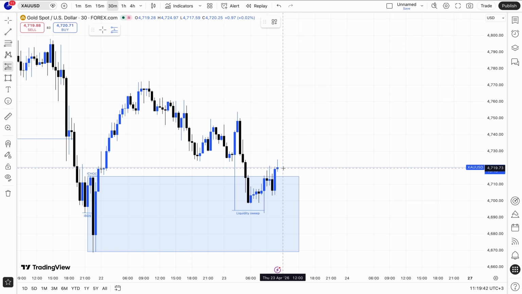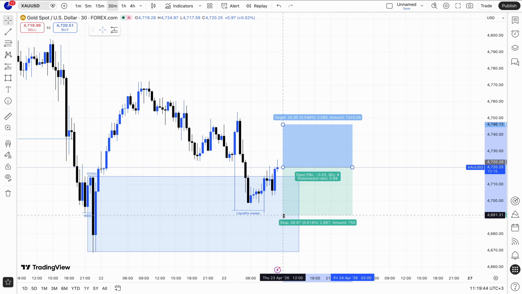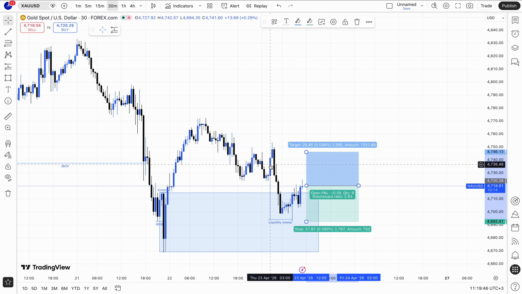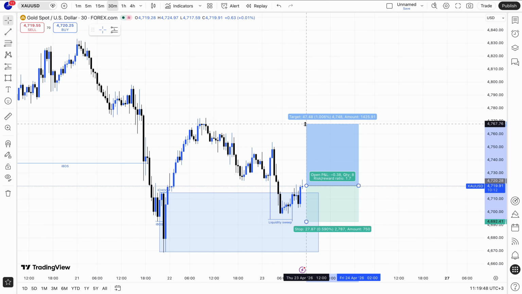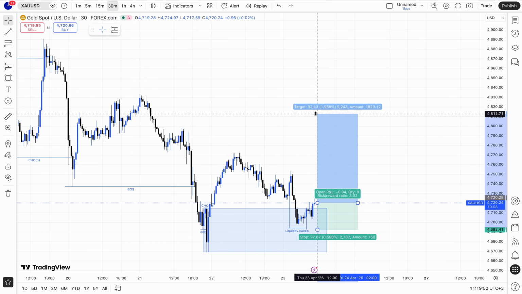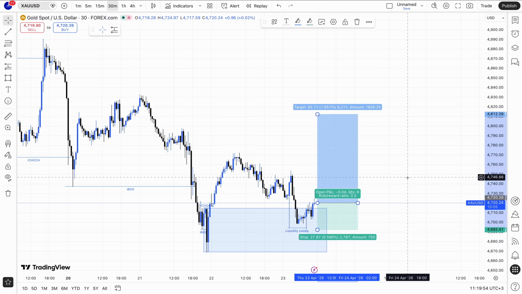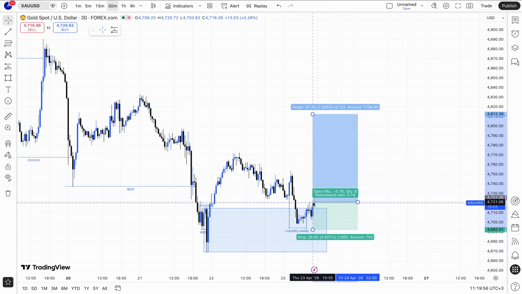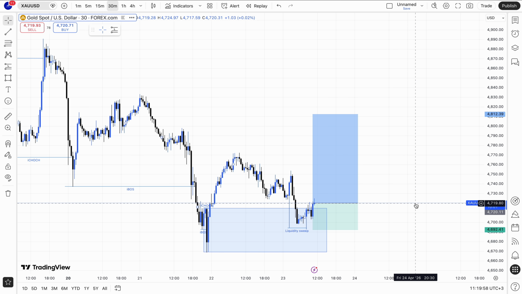Now we are currently buying this. Our stop loss just below this, and then our take profit. One, two, three. Now we are in. We are in this trade. Let's get to it.